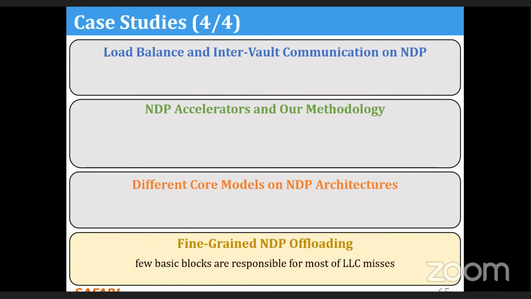You remember the PIM-enabled instructions paper, right? So that's what we did here, going deeper in the analysis using the benchmarks that our work produced. In this analysis, we check individual basic blocks in the code, which in the end are a very small number of instructions. And we noticed that there are a few basic blocks that are responsible for most of the last level cache misses in the execution on the CPU.